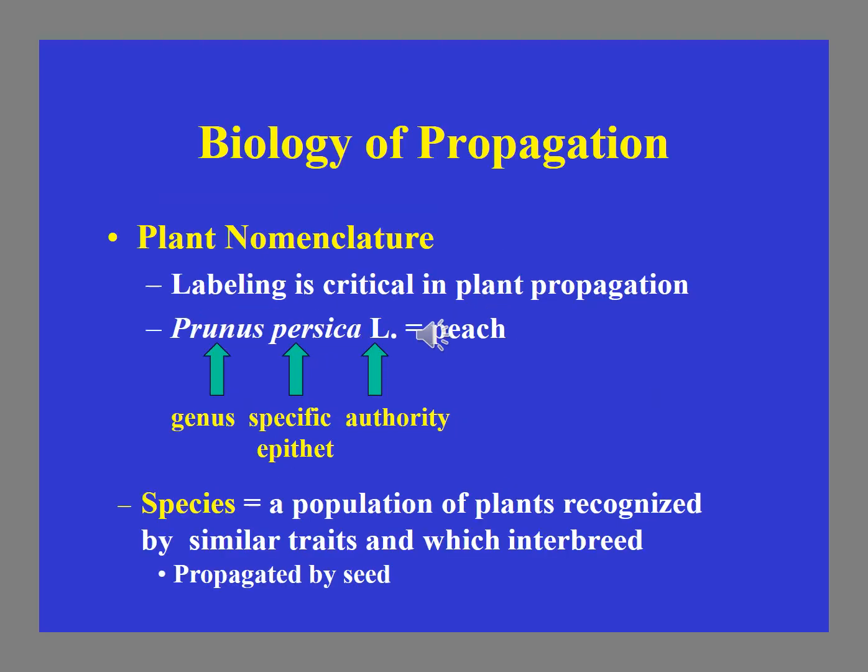More review, plant nomenclature. The first part of a plant's name is the genus. The second part is the specific epithet, or the species. The authority means who named it. L means Linnaeus, a Swedish botanist from the 1800s. He named many, many plants, and that's the scientific name. The species is a population of plants recognized by similar traits, which interbreed and usually have common ancestors too.